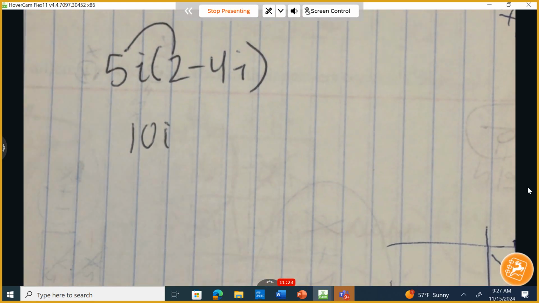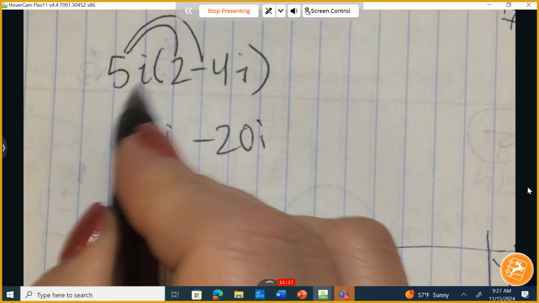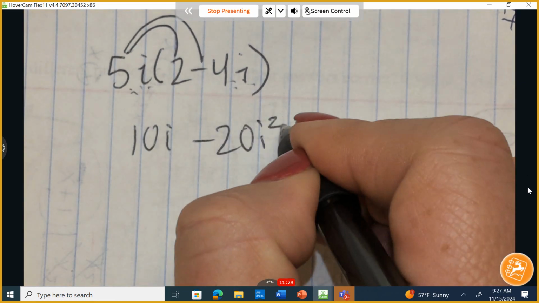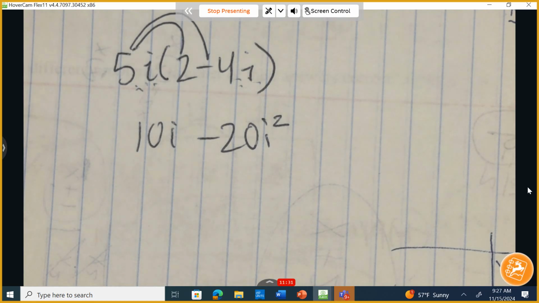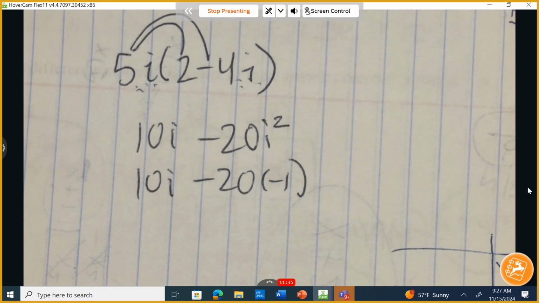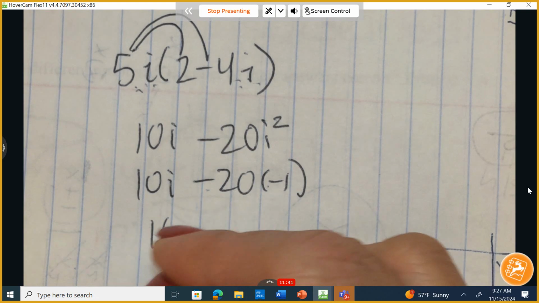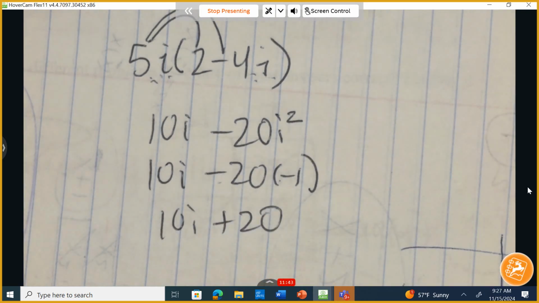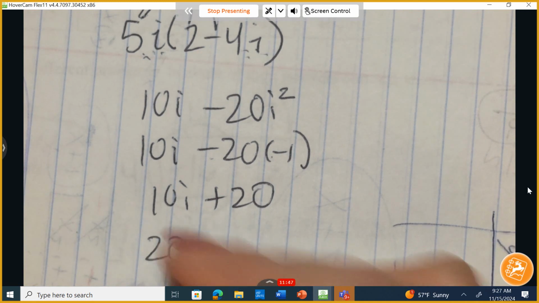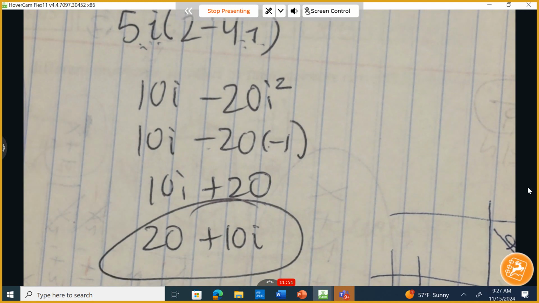10i minus 20i, but notice there's 2 i's here, so it's i squared. I know i squared is the same as -1. So in the back portion here, I end up with -20 times -1, which is +20. All of this is great, but it's not in proper form. The real portion without the i goes first, and the imaginary portion goes second.